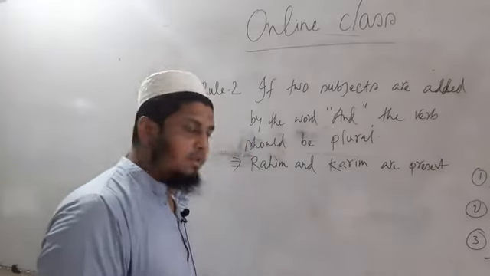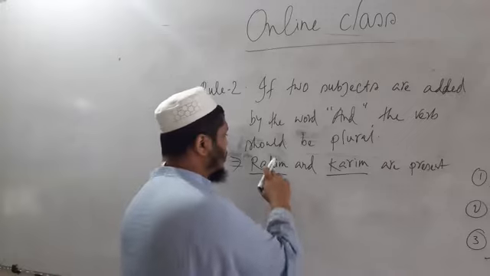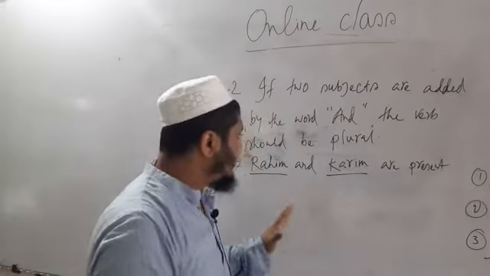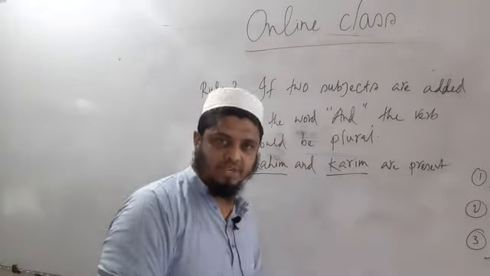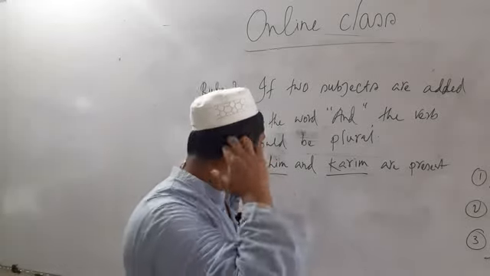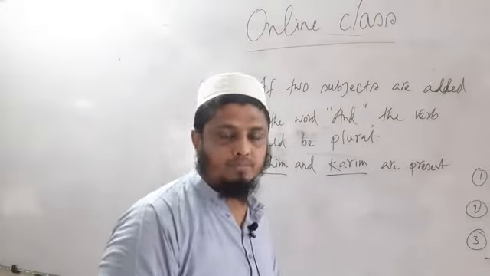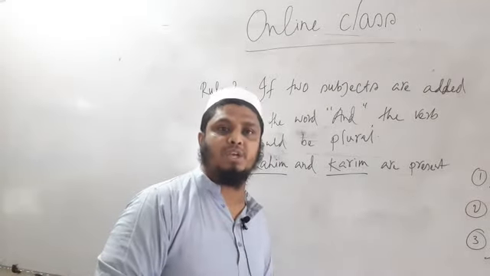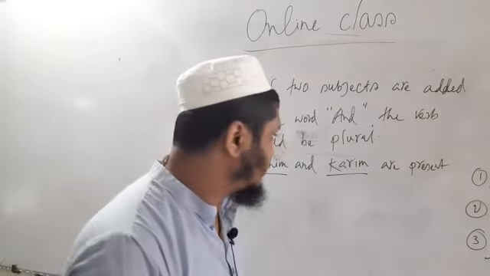Here, Rojin and Puri, two subjects are added by the word and. Actually in this sentence it is totally a subject and takes a plural verb. So students, I think it's clear. But there is an exception, and I would like to talk to you about that exception.